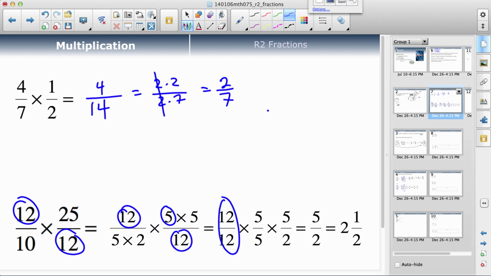I've got 5s, I wrote them there. And then I have left over a 5 and a 2, and I rewrote those there. These are each factors of 1 that I can eliminate. And so my final answer would be 5/2 or 2.5. Either of these answers is acceptable.